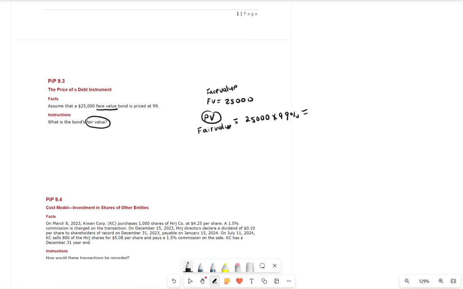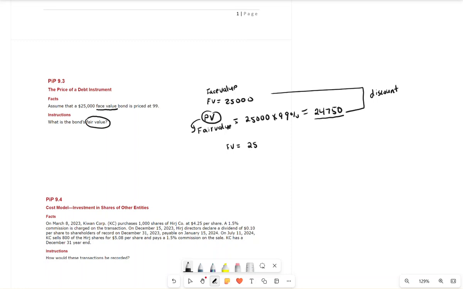When you do that, the present value of your bond investment is 24,750. So now if I take the difference between those two, it tells me if it's a discounted bond, a premium bond, or a par value bond. So when the present value, or the fair value, of your bond is lower than the face value, it is a discounted bond investment.